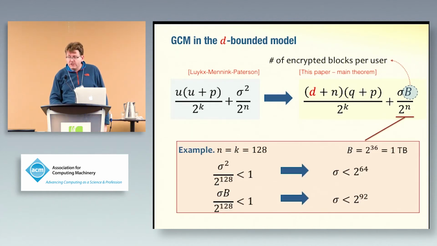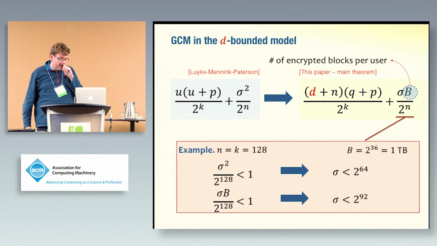And to see why it's advantageous, you can consider, for example, a setting where you will actually force every session to encrypt almost 1 terabyte of data. So there will be 2 to the 36 blocks, if I did the math right.